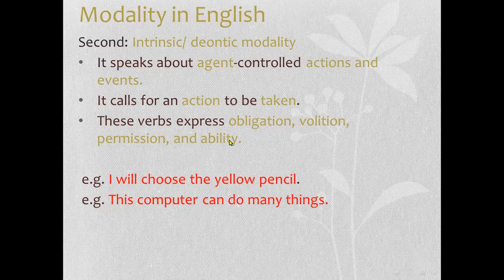This is the second type of modality, and here are some examples to understand. I will choose the yellow pencil. Here is volition, you can see that. And this computer can do many things. Here is ability. And there are some words that you can use in this course instead of will in this meaning and can in this meaning.